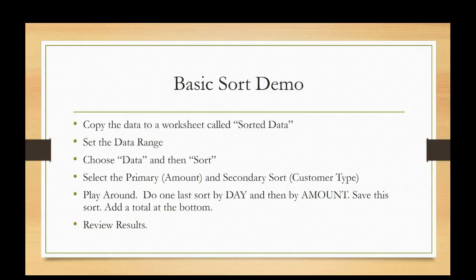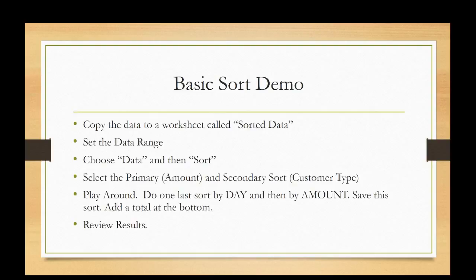So here's what we're going to do. Let me preview the steps and then we'll demonstrate them. We're first going to copy the data that you downloaded to a new worksheet that we'll call Sorted Data. We'll set the data range. Then we'll choose the data and sort options. We'll select a primary sort, which will be the amount in this case, and a secondary sort, which is used to break ties. We'll use customer type for this sort.